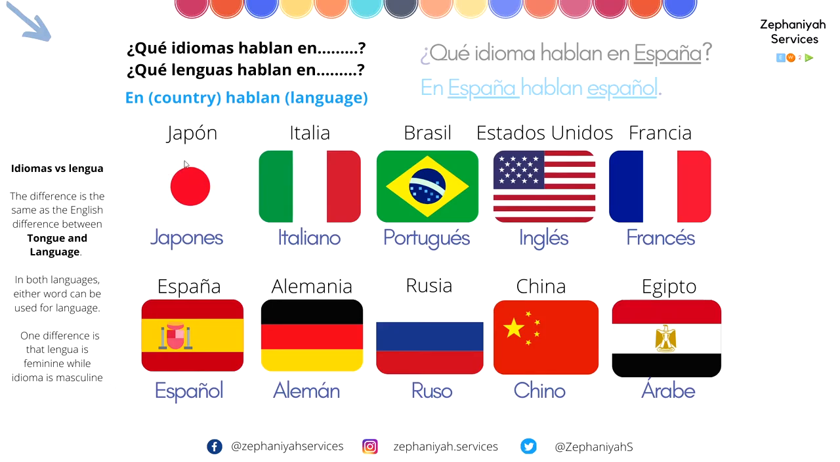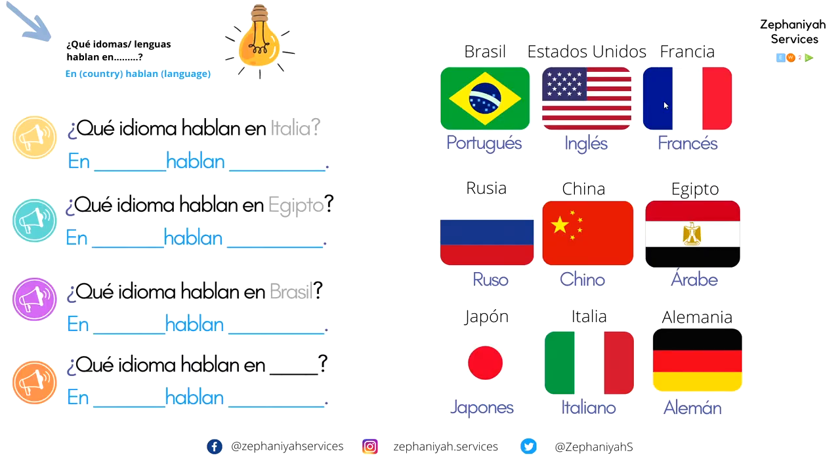Por ejemplo, japonés, italiano, portugués, inglés, francés, español, alemán, ruso, chino, árabe. Okay, so going back to this exercise, ¿qué idiomas hablan en España? En España hablan español. Okay, so let's go on to the next exercise.